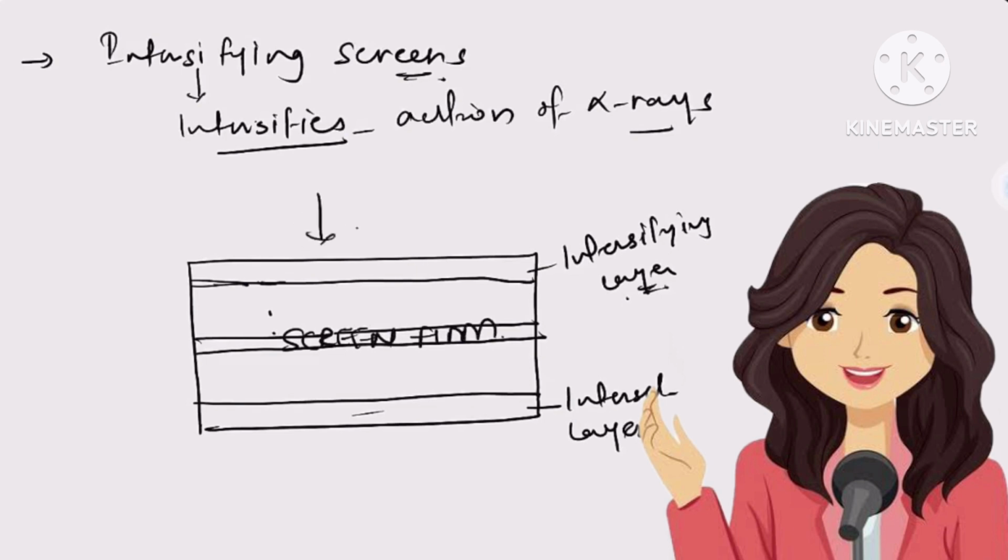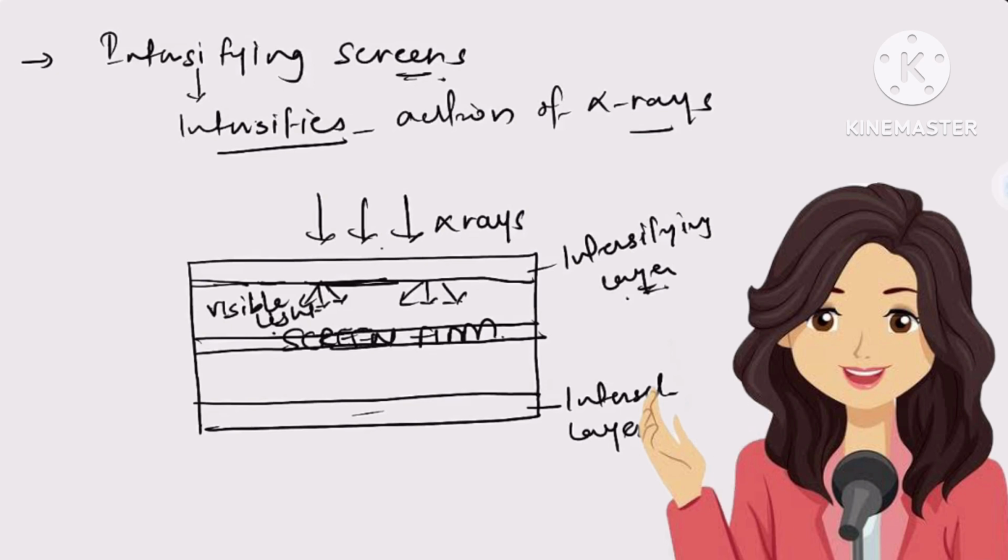When you expose the cassette, these are X-rays. What does the intensifying screen do? It will convert this X-ray into visible light. It will convert those X-rays to visible light. Visible light will expose the screen films and we get the image.